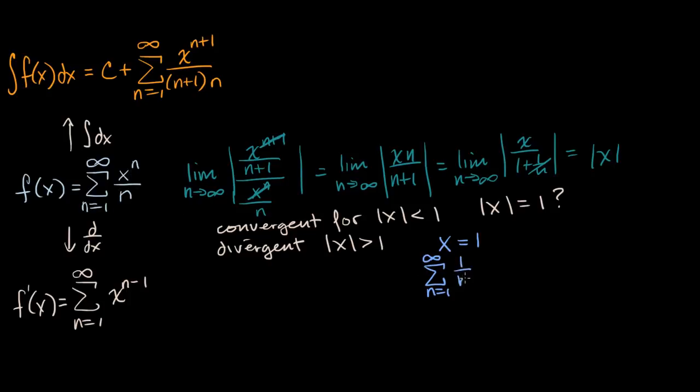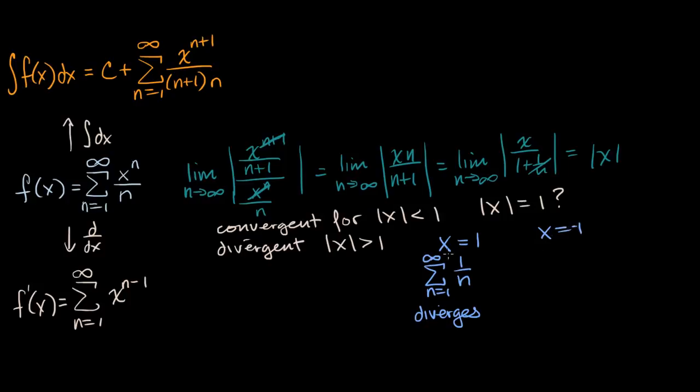Well, that's just going to be 1 over n. This is the harmonic series, or the p series, where our p is 1. And we've seen in multiple videos that this diverges. So when x equals 1, we diverge. But what about when x equals negative 1?